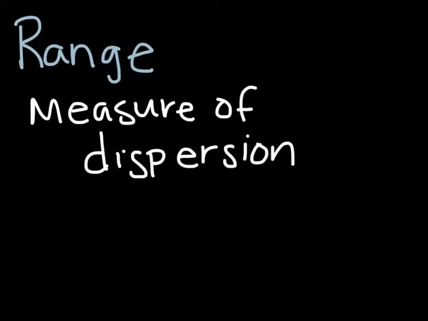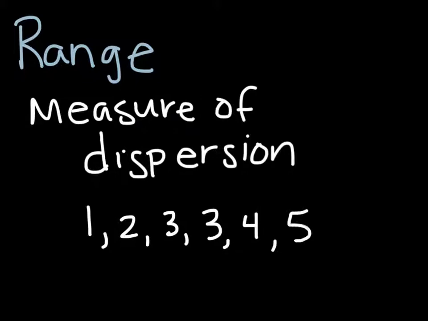The final term in our lesson, range, is not a measure of central tendency. Instead, it's what's called a measure of dispersion. A measure of dispersion indicates how spread out the data are in our set. So it tells us the difference between the greatest value and the least value. So our range in our original set of 1, 2, 3, 3, 4, 5, and 6 would be the difference between our lowest point and our highest point.